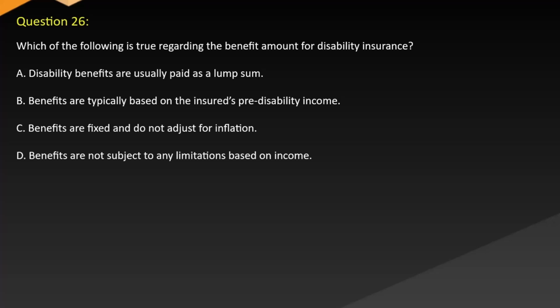Question 26. Which of the following is true regarding the benefit amount for disability insurance? A. Disability benefits are usually paid as a lump sum. B. Benefits are typically based on the insured's pre-disability income. C. Benefits are fixed and do not adjust for inflation. D. Benefits are not subject to any limitations based on income.